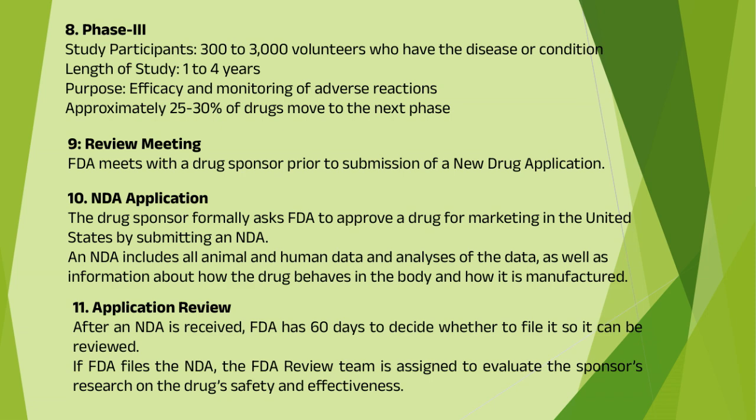Stage 10. NDA application. The drug sponsor formally asks FDA to approve a drug for marketing in the United States by submitting an NDA. An NDA includes all animal and human data and analyses of the data, as well as information about how the drug behaves in the body and how it is manufactured. Stage 11. Application review. After an NDA is received, FDA has 60 days to decide whether to file it so it can be reviewed. If FDA files the NDA, the FDA review team is assigned to evaluate the sponsor's research on the drug's safety and effectiveness.